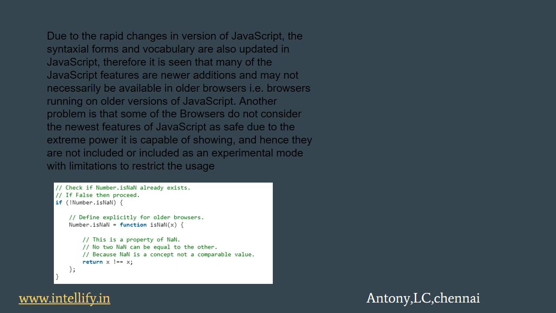So this is how polyfills were used. If you see that NaN is not a number, then this is because no two NaN values can be equal to each other, because NaN is a concept of a non-comparable value, so it will return false. So this is all about polyfills, and this is where polyfills are used.